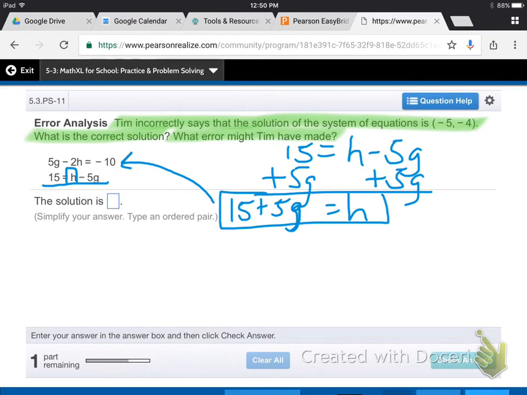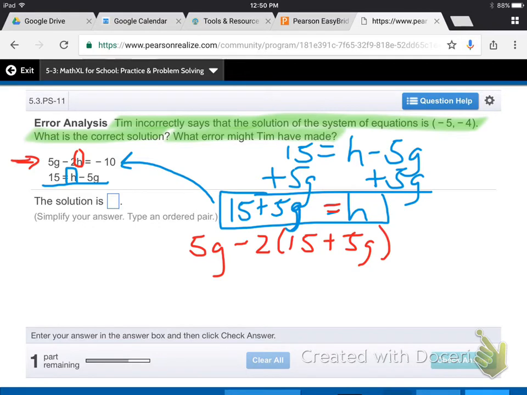You got it. Instead of h, I'm going to take that h right there and substitute 15 plus 5g. So the whole thing will be 5g. That's the beginning of that equation. Minus 2 times... now not h. We don't want to write h down. We want to write down what h equals. And h equals 15 plus 5g.